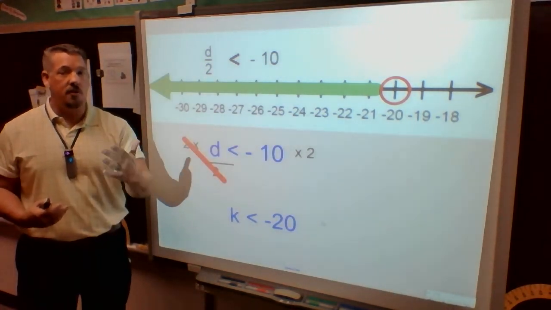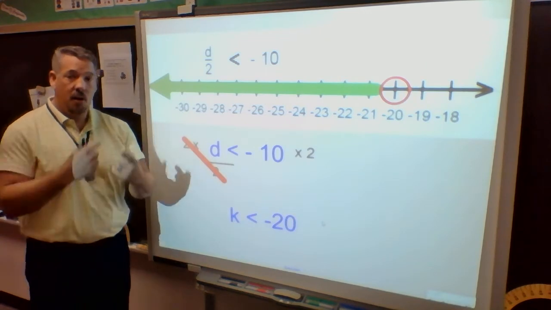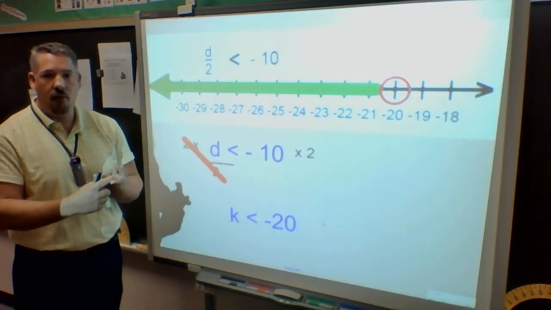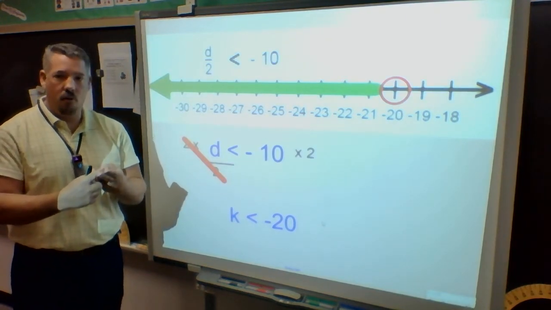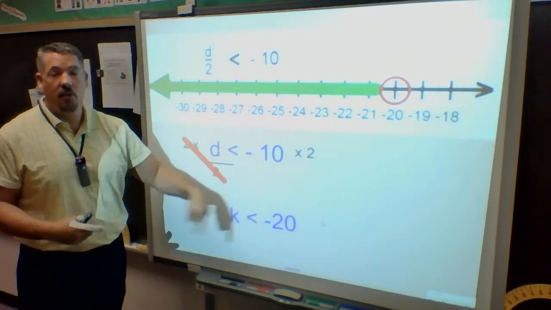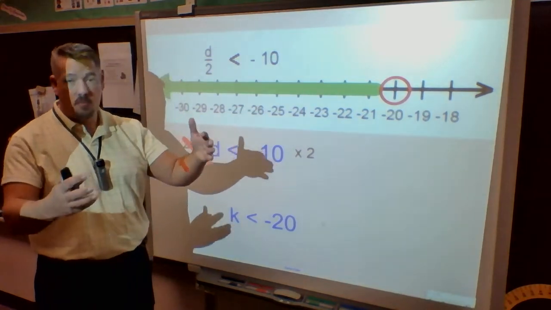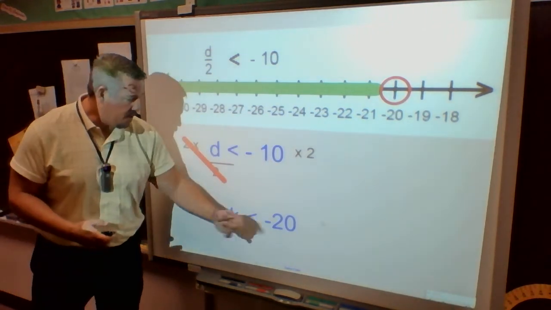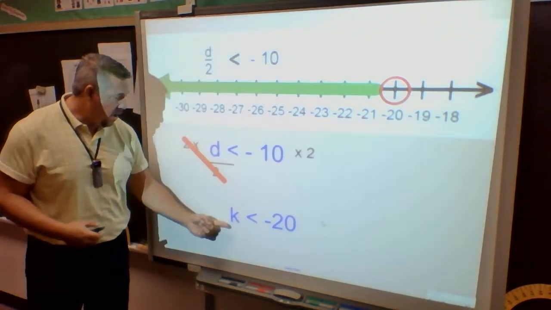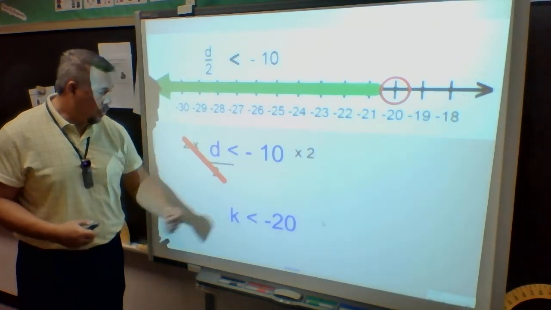Multiplying integers, you looked at your paper, you asked the questions. Can I multiply integers? I can. Do I have the same sign? No. Opposite signs tell me it's a negative answer. Then I do the math. 10 times 2, multiplication third grade, gives me 20. So I had k is less than negative 20.